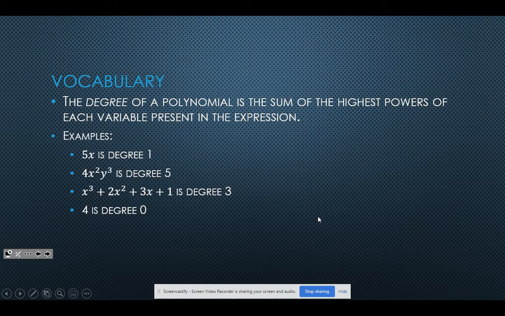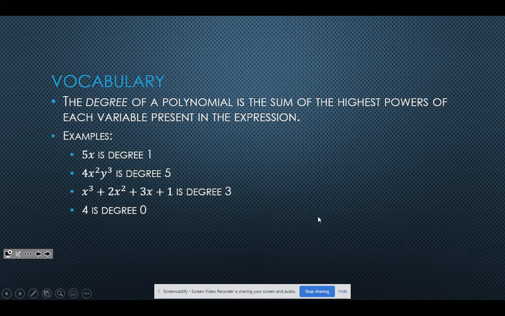In the first one, x is the only variable that is present, and it has an exponent of 1, so 5x is of degree 1. 4x squared y to the third has two variables present. The highest powers of each, x has 2, y has 3. I need to add those together, so 4x squared y to the third is a fifth degree polynomial.